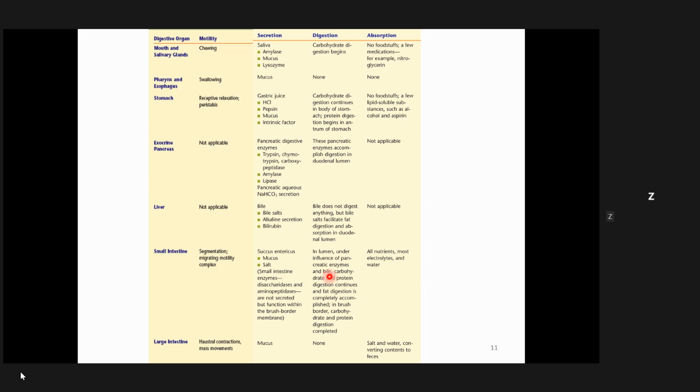Doctor, what about the bilirubin? It's not affected in steatorrhea. Steatorrhea is the main problem coming from what? Pancreas. Absolutely right.